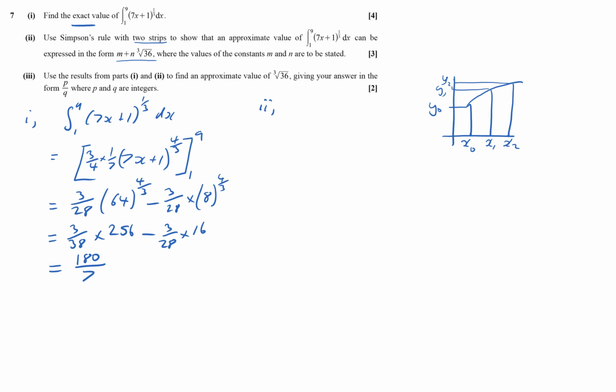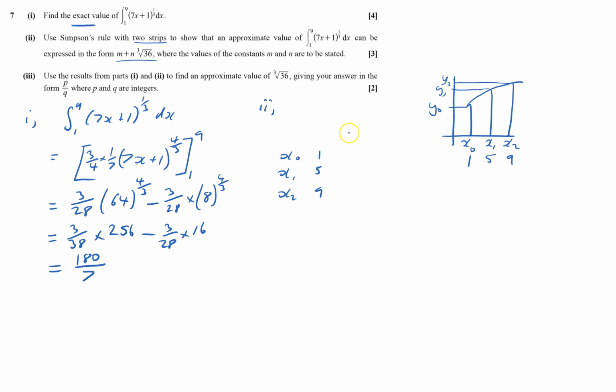So now I can work out what I got. And x0, this is going from 1 to 9, so that's going to be 1, and that's going to be 9, and so the middle bit will obviously be 5. So that's what I've got. So I've got my x0 value is 1, my x1 value is 5, my x2 value is 9.